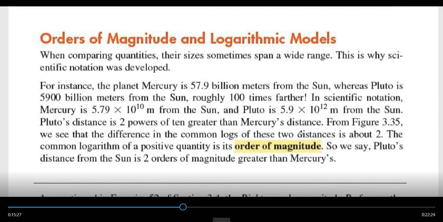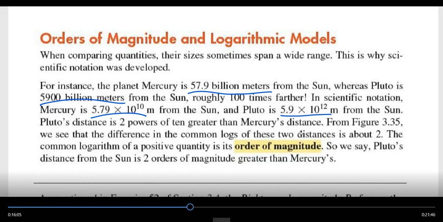Now this topic comes up called orders of magnitude. It's nothing fancy. So I put this paragraph in here so you could see that planet Mercury is this many meters from the sun, but Pluto is this many meters from the sun. Roughly 100 times farther. When you write it out in scientific notation, you get 5.79 times 10 to the 10th and 5.9 times 10 to the 12th.